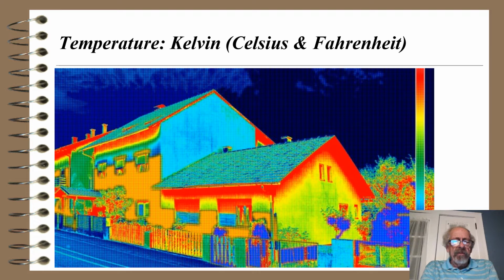Today we have some interesting tools at our disposal, things like infrared cameras and so forth. So the basic unit of temperature is the Kelvin. However, we hardly ever use that. Instead, we use Celsius, which is abbreviated C, and Fahrenheit. Here in the United States, we tend to use Fahrenheit more than we do Celsius.